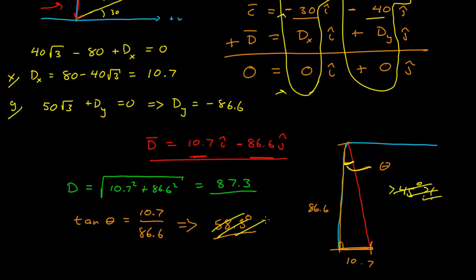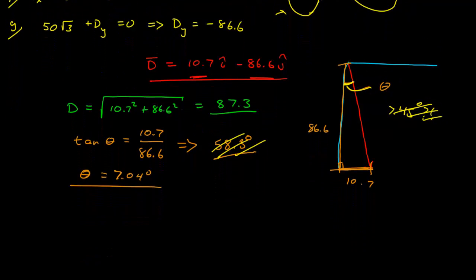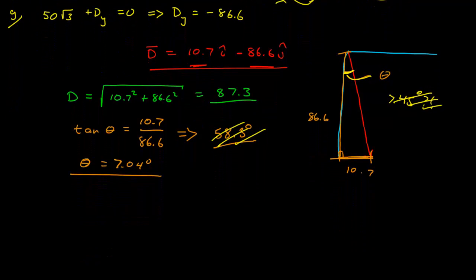So I said, oh, I must have plugged in numbers wrong, and I did. When I did it again, I got an angle of 7.04 degrees, which makes perfect sense. I expected that angle to be small. And so my problem asked for counterclockwise from the positive x-axis. Here's the positive x-axis, and counterclockwise is going to be this way.